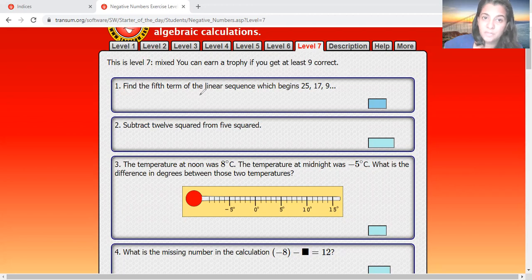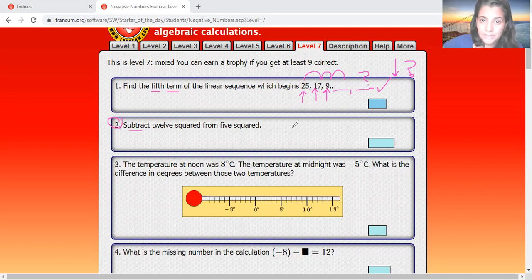Find the fifth term of the linear sequence which begins 25, 17, 9. As you can see, the sequence is going down. This is called a number sequence. You are supposed to find the fifth term. This is the first term, the second term, the third term. So you have to find the fourth and the fifth using the number pattern. First of all, it's descending. Descending by how much? That you have to figure out. And then find the fifth term. That's all.